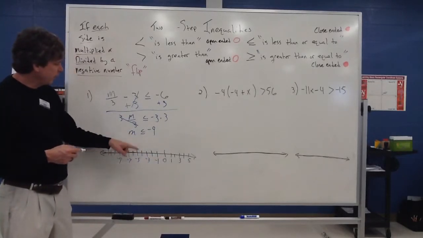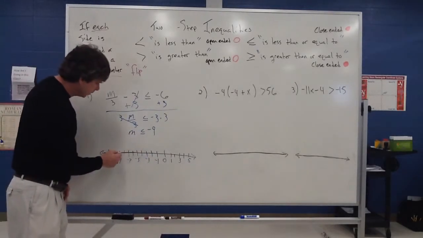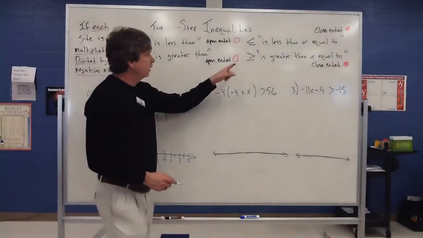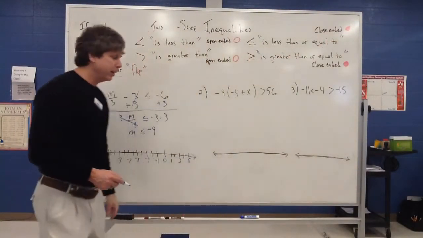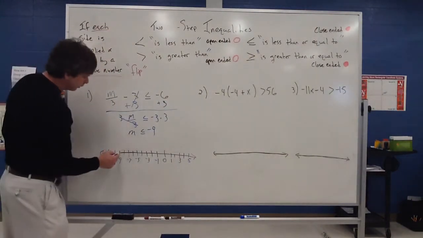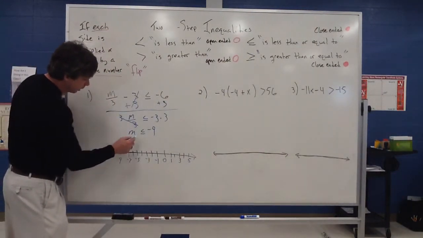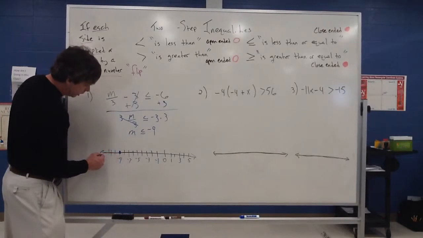I've got to be less than or equal to a negative 9, so notice I have to be equal to. Remember, that's that condition where you use a solid dot. It's close-ended. We include that endpoint in the solution. It's part of the answer. So negative 9 can work. And less than or equal to, I would shade to the left.